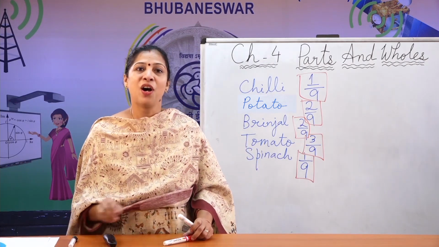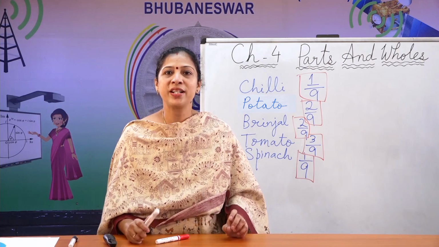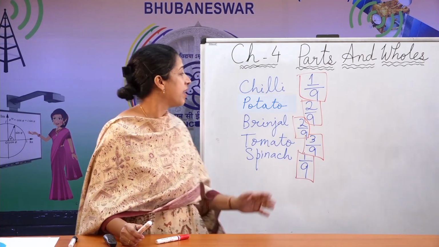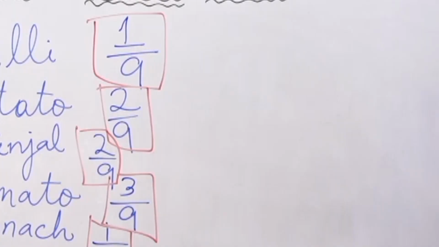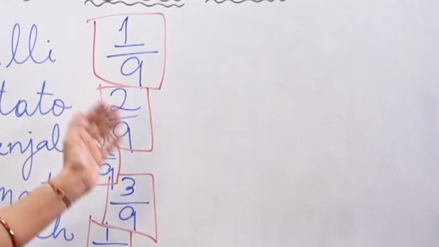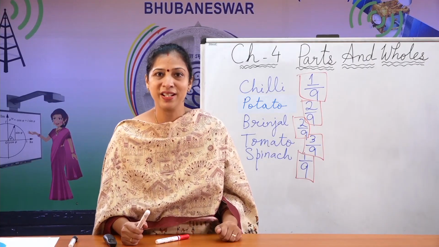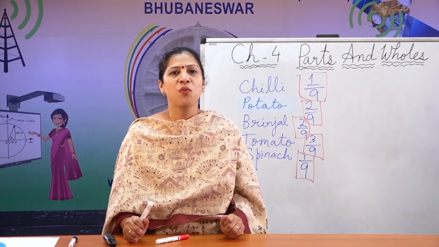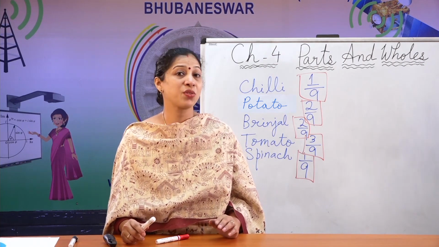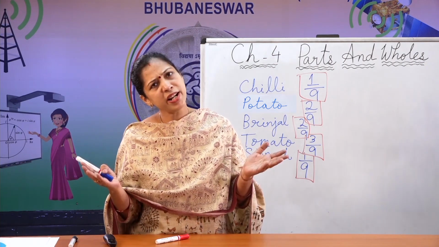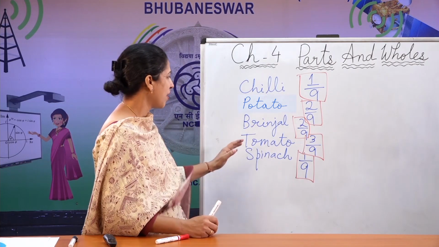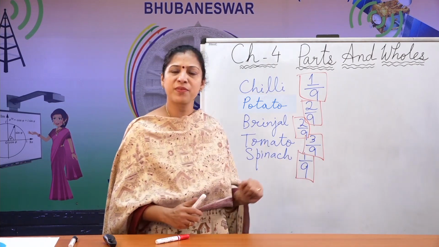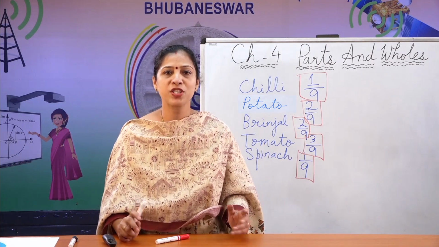Next is, on what part of the field does he grow potatoes? This we have already found out. Potato grows on 2/9 part of the field. Next is, what part of the field is used to grow spinach? You have already found out. It is 1 by 9 part of the field where spinach is grown.